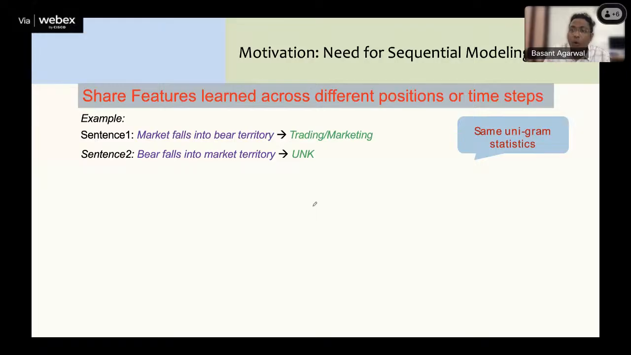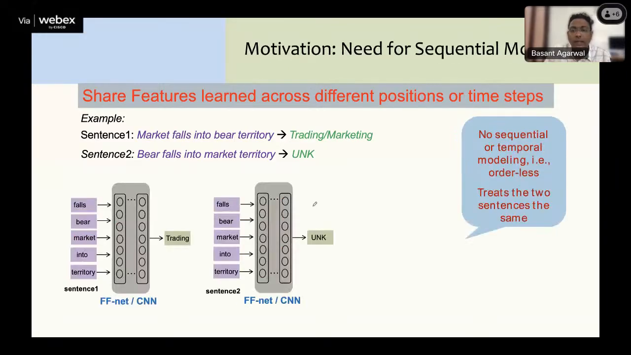Now, another problem with the standard neural network is that the information we learn does not take word order into account, for example in sentences, and also does not take temporal and sequential information. So consider the first sentence: market falls into bear territory. Based on this, we want to predict if it is trading or marketing, otherwise not. The main thing, if you observe here, is that the second sentence is made just by changing the order of the words.